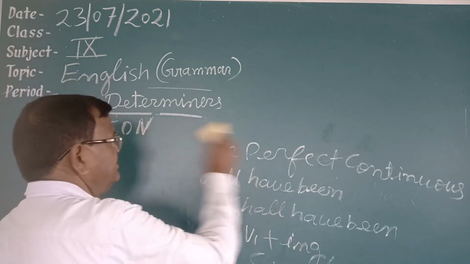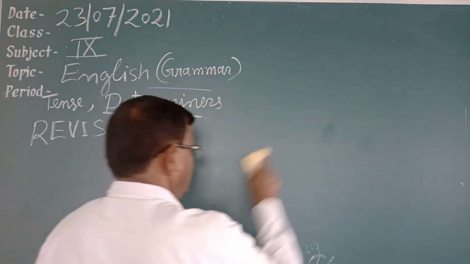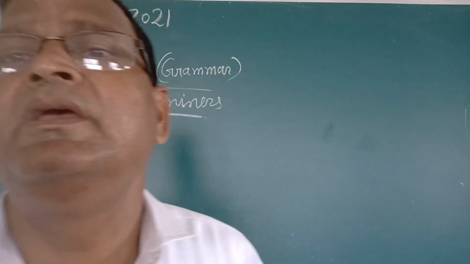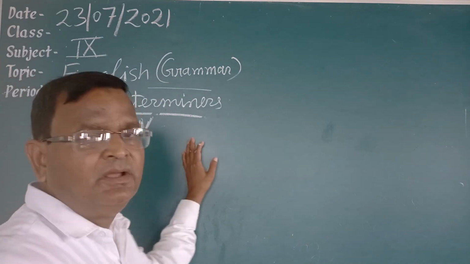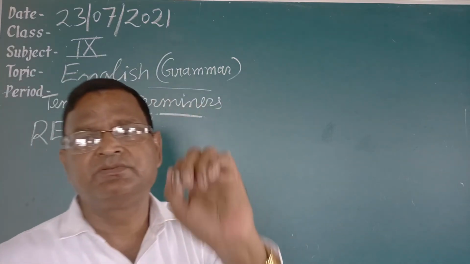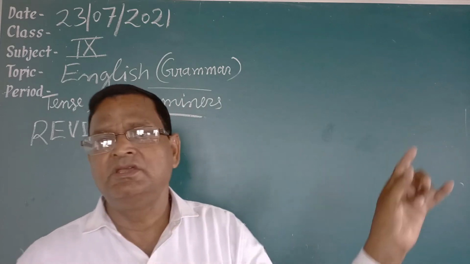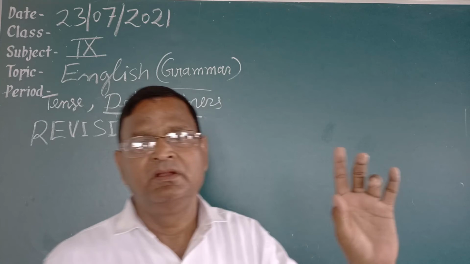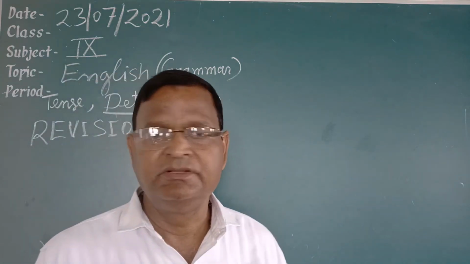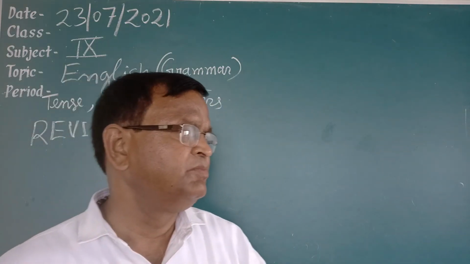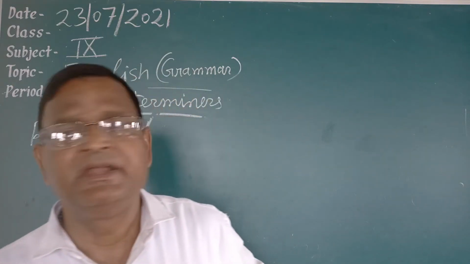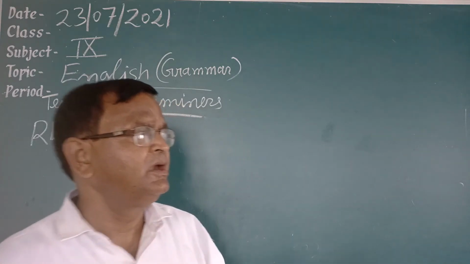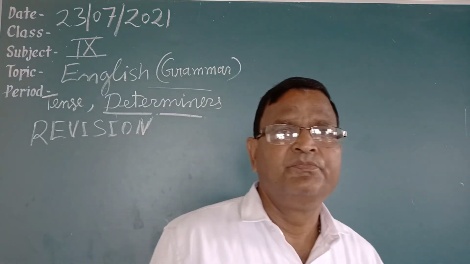Now students, see determinants. I have told you that determinants are the words that are used to identify or specify a noun. Determinants are of 6 types. Articles, a and the. A is used before countable, singular number, consonant sounded words, like a book, a pen, and an is used before vowel sounded words, an umbrella, an egg, etc. The is used before superlative degree of adjective, or name of river, ocean, holy books, unique things, like that.